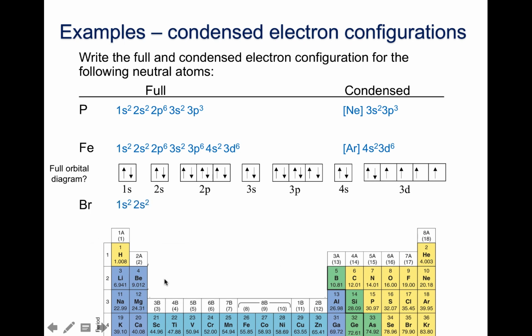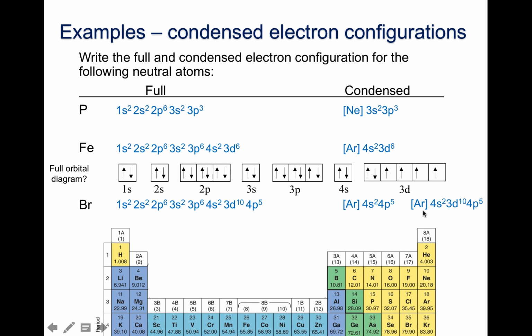1s2, 2s2, 2p6, 3s2, 3p6, 4s2, 3d10, 4p5 to indicate that it's bromine. And for the condensed electron configuration, you're going to take argon. It's the noble gas in the previous period. It's always the one in the previous period. Put it in brackets, and then anything that's different between argon and bromine, you're going to write after that. And so the 4s2, 3d10, 4p5.